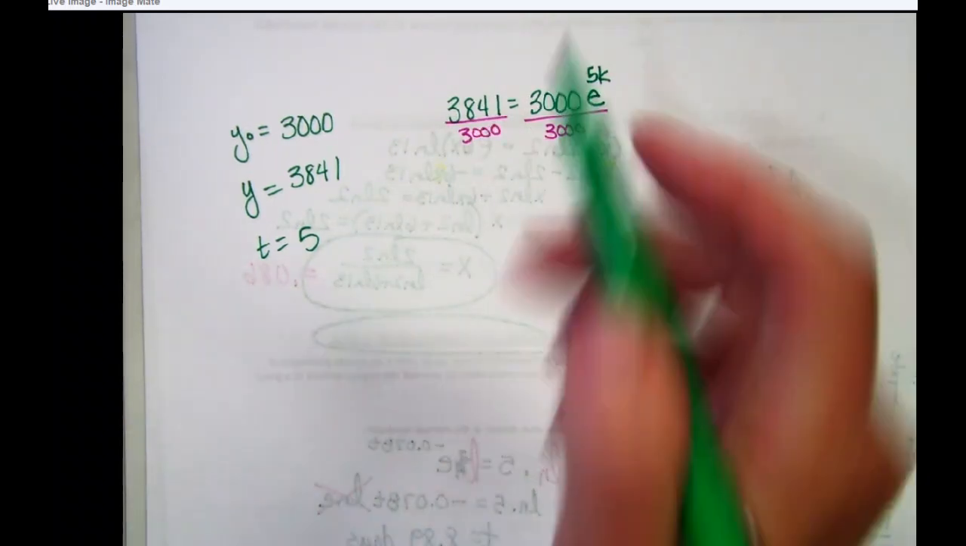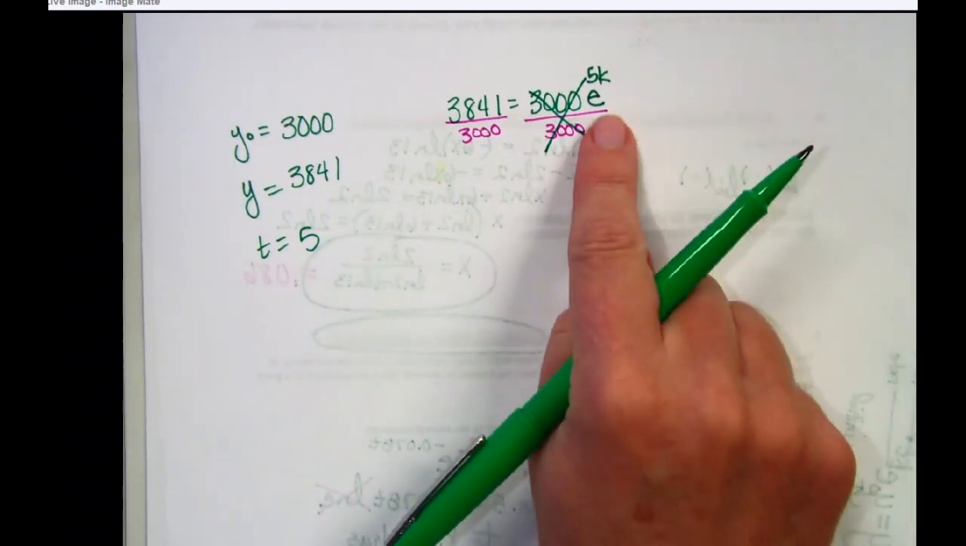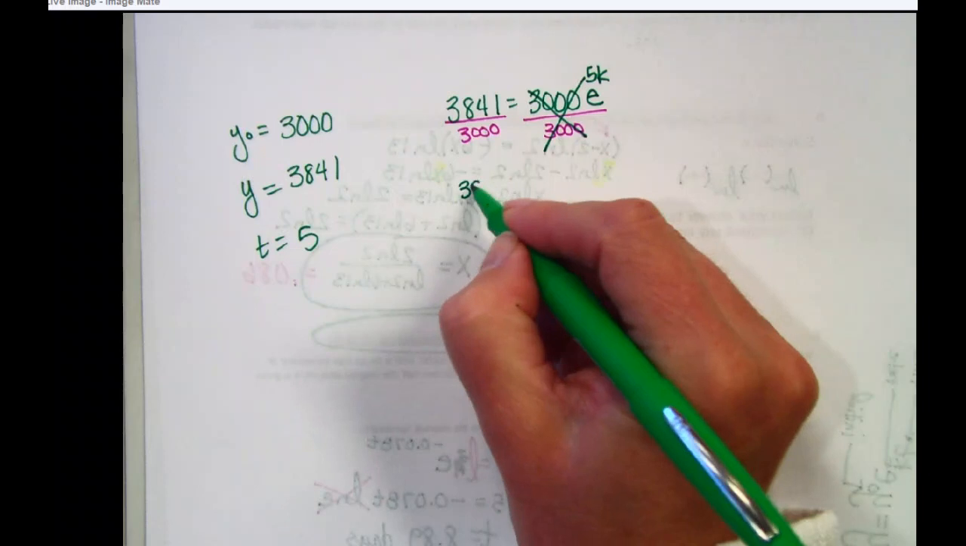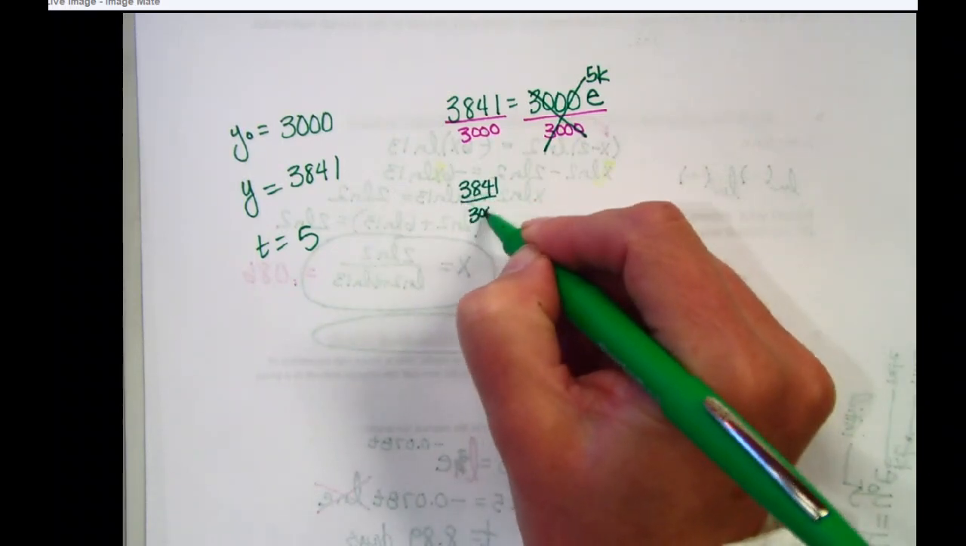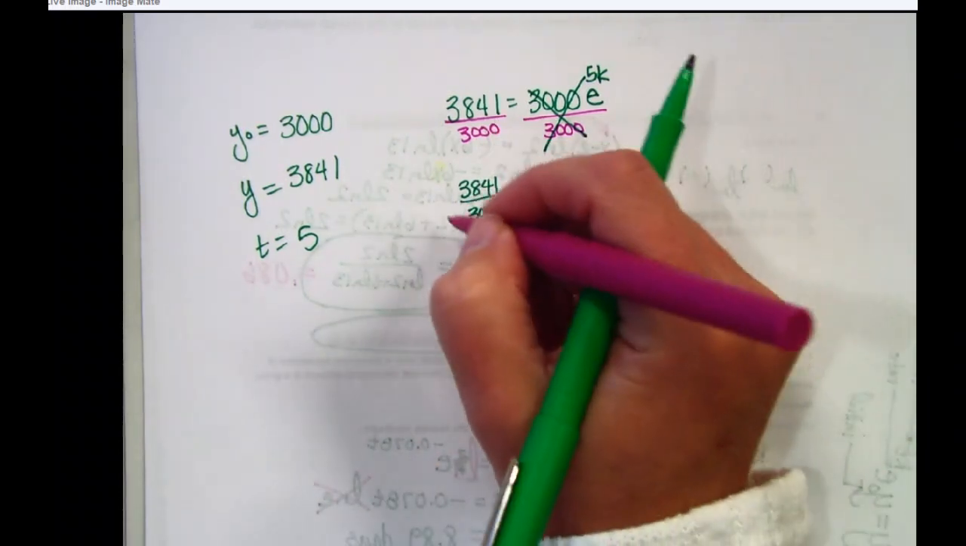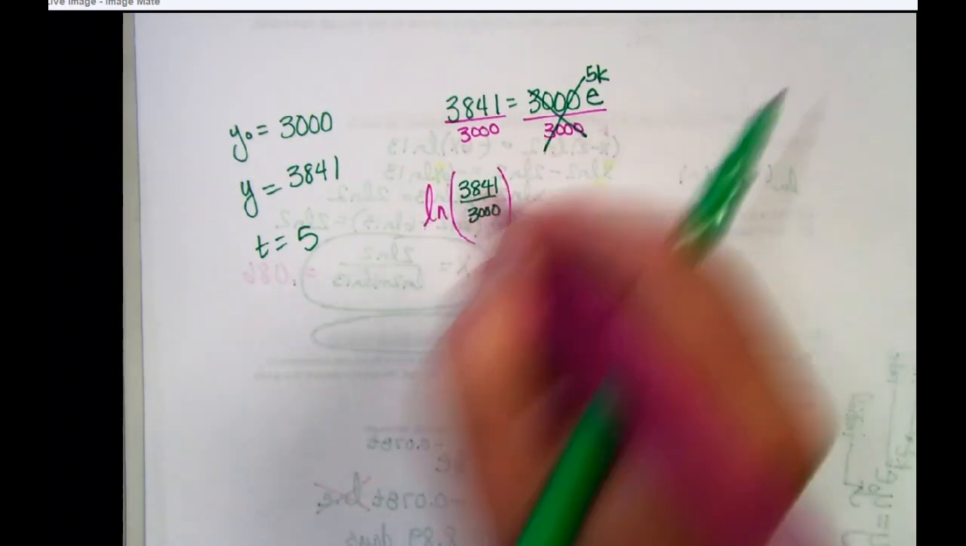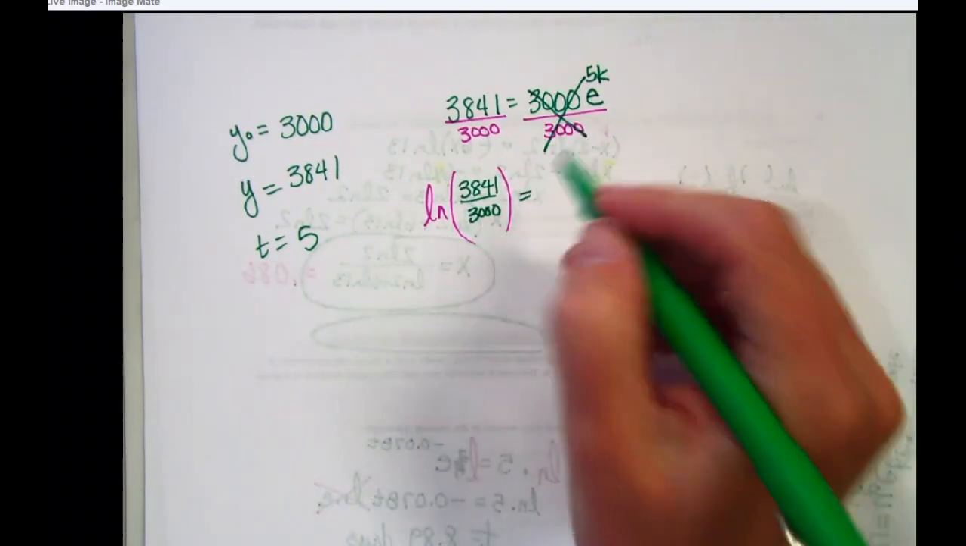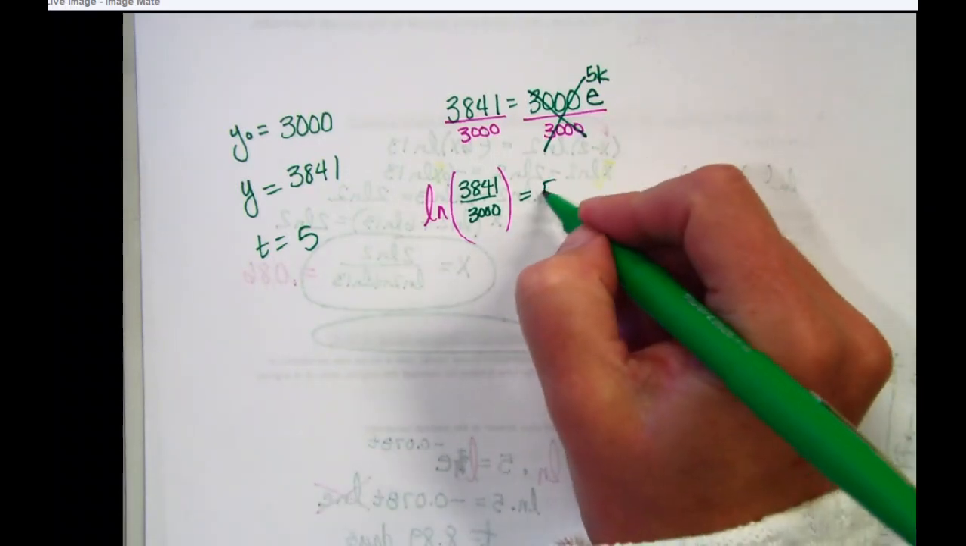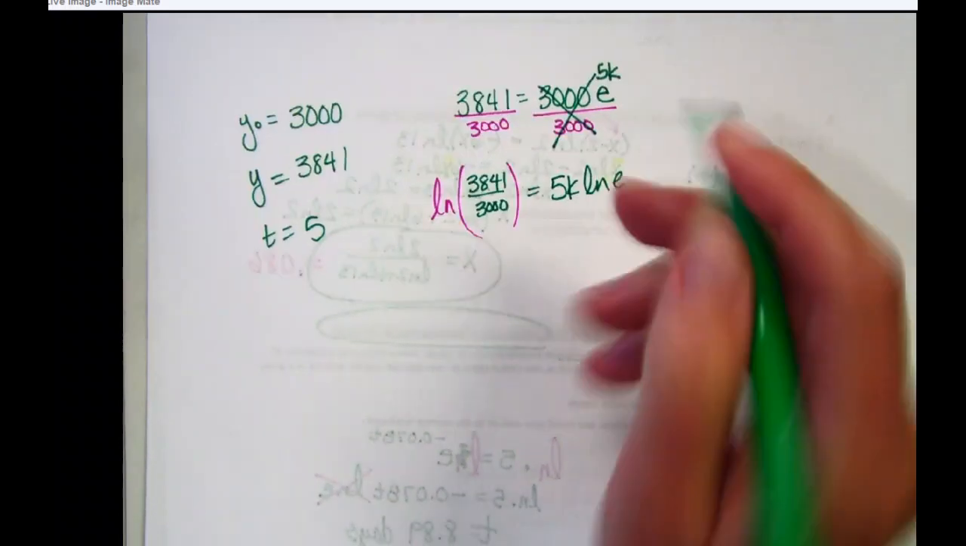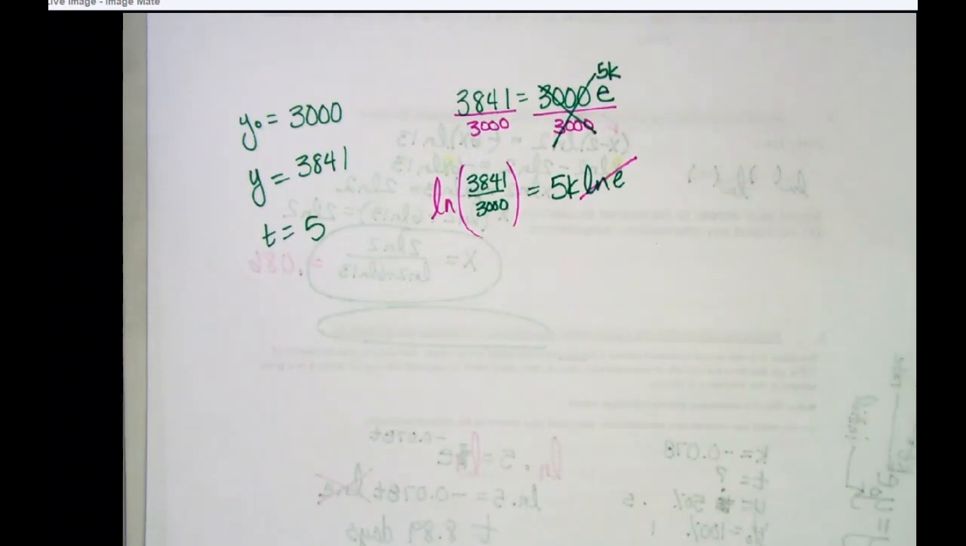I don't know what you get there. But then how do I get that exponent back on the ground? So we've got 3841 divided by 3,000. We're going to end up taking the ln of both sides. So 5k ln of e. Good from there? Super duper. It was just like ln means something. It does mean something. What does it mean?